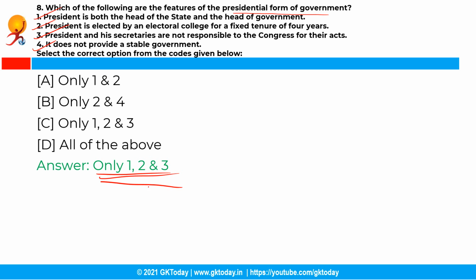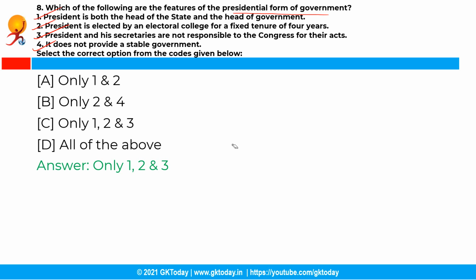See, the Constitution of America provides for the presidential form of government and its features include, firstly, President is both the head of the state and the head of the government. Secondly, President is elected by an electoral college for a fixed tenure of 4 years.